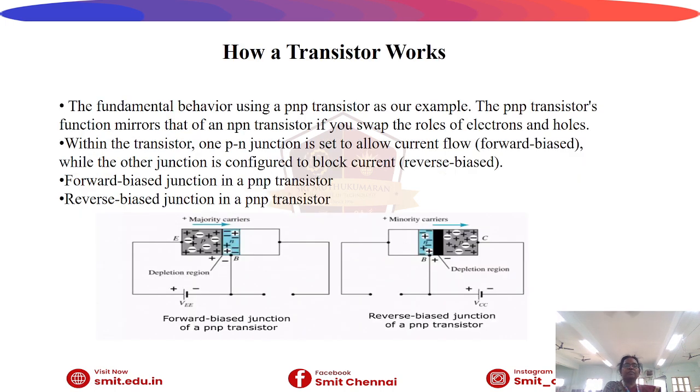How the transistor works. The fundamental behavior, using a PNP transistor as our example: the PNP transistor functions as a mirror of the NPN transistor if you swap the roles of electrons and holes. Within the transistor, one PN junction is set to allow current flow, forward bias, while the other junction is configured to block, reverse bias. The forward bias junction is in the PNP transistor and the reverse bias junction is in the NPN transistor. In this figure, this is the forward bias junction of the transistor, and this is the reverse bias junction.